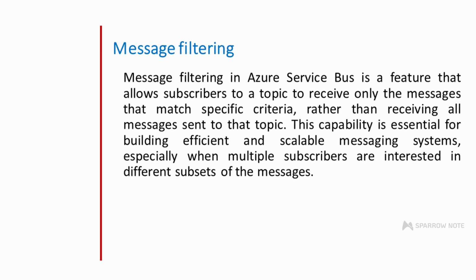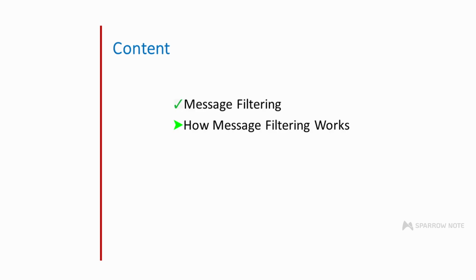Filtering in Azure Service Bus is a feature that allows subscribers to a topic to receive only the messages that match specific criteria, rather than receiving all messages sent to that topic. This capability is essential for building efficient and scalable messaging systems, especially when multiple subscribers are interested in different subsets of the messages. Next, we will look at how message filtering works.